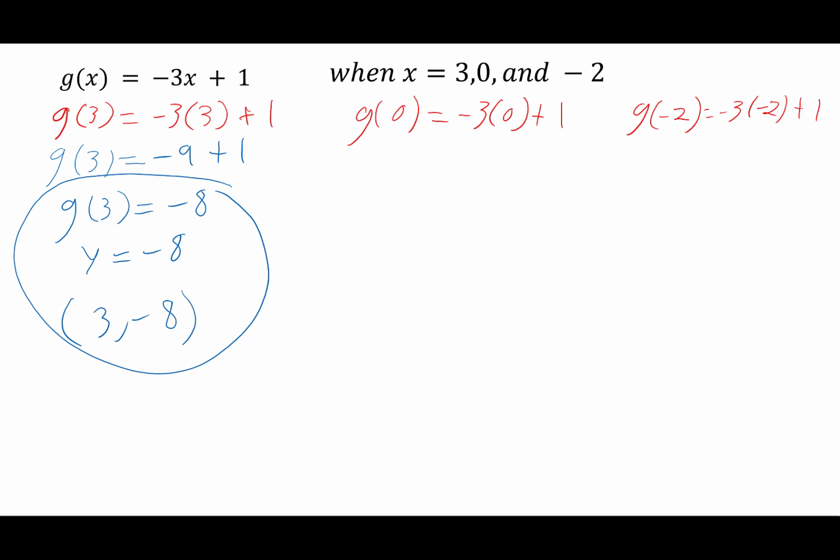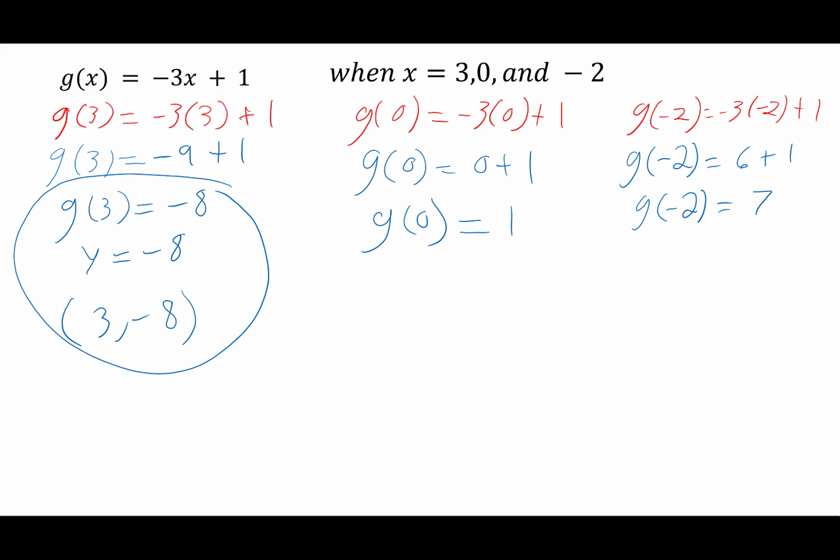All right, g of 0. So again, I'm only working the right side here. Negative 3 times 0 is 0, plus 1. So g of 0 is equal to 1. So we could also say y is equal to 1, or our point is 0 comma 1. All right, finally the last one, g of negative 2. Negative 3 times negative 2 is a positive 6 plus 1. So g of negative 2 is equal to 7.